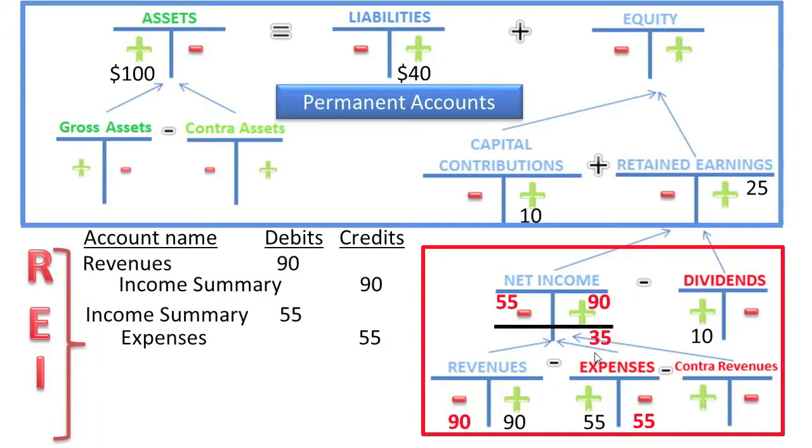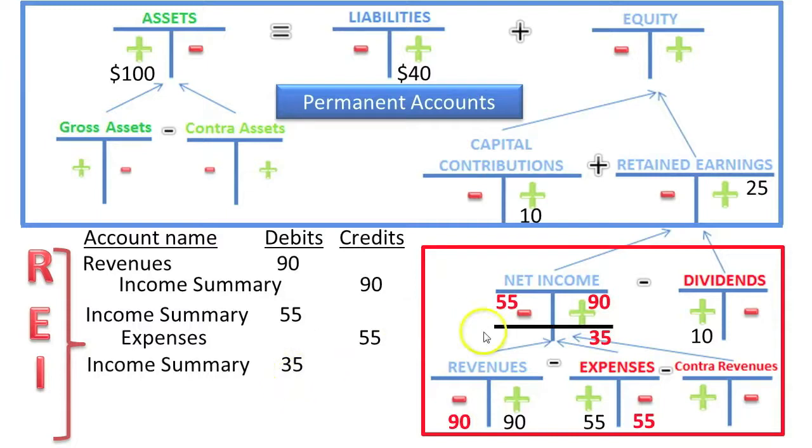If the balance in income summary before closing it is a credit, that means you had net income because your revenues were greater than your expenses. However, if these were reversed, if you had $90 of expenses and $55 of revenues, you would have a net loss of $35, which net loss would be debited to retained earnings. Now, how would we close this income summary account? Since it's currently a credit, we would have to debit income summary.